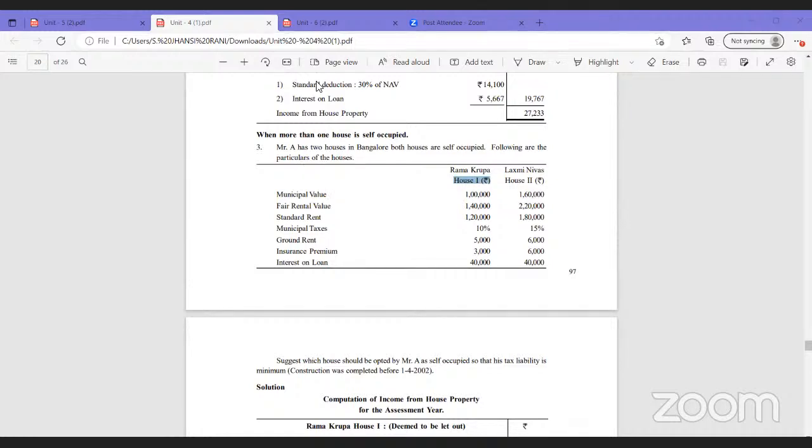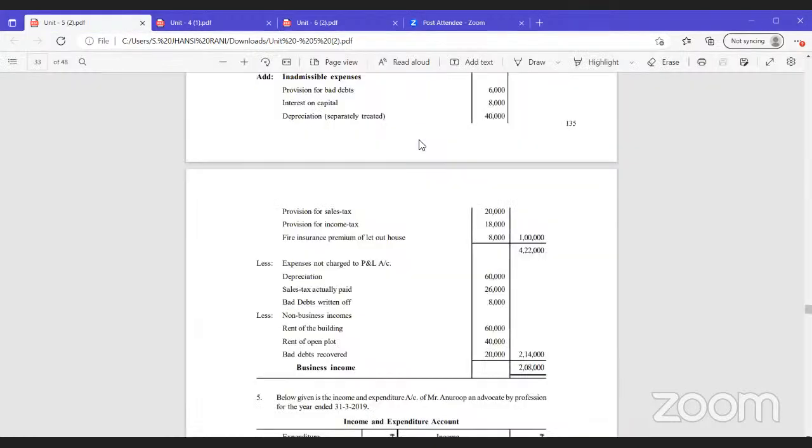So now we move to the next topic, that is income from business and profession. Whenever we discuss this, business is different and profession is different. Profession means those who are skilled at that particular work and are professionals, such as doctors, lawyers, and chartered accountants. These are all considered as professionals. So how do we calculate their income from profession?